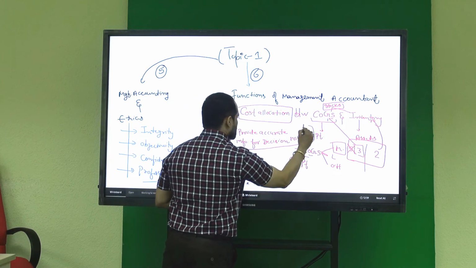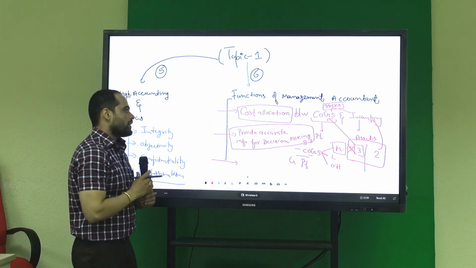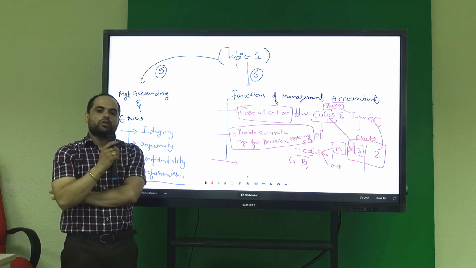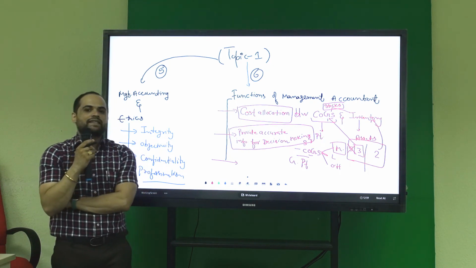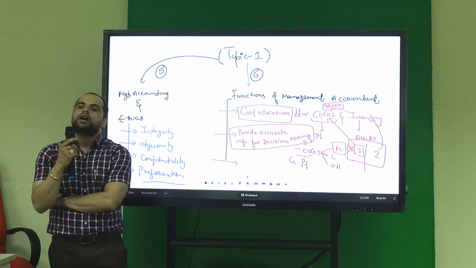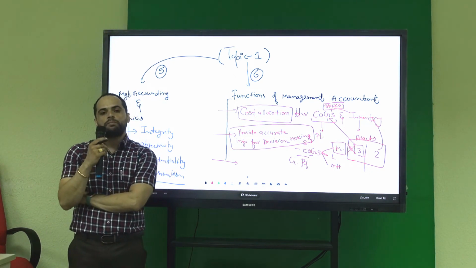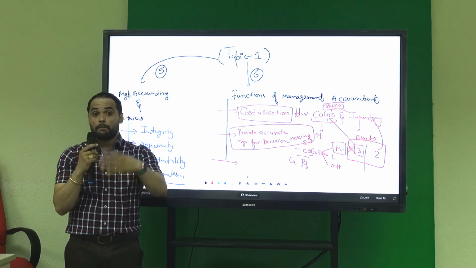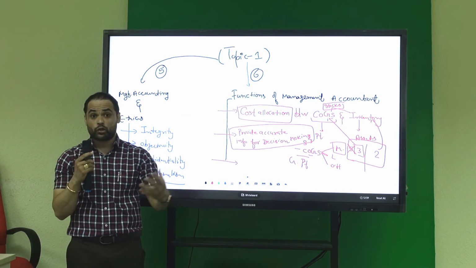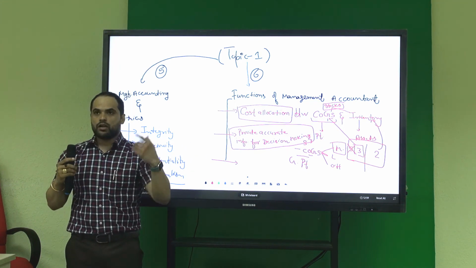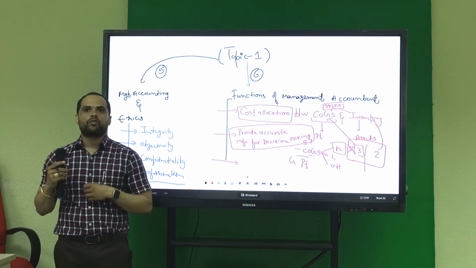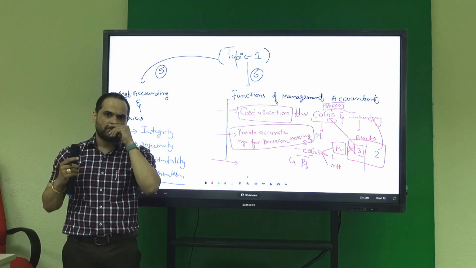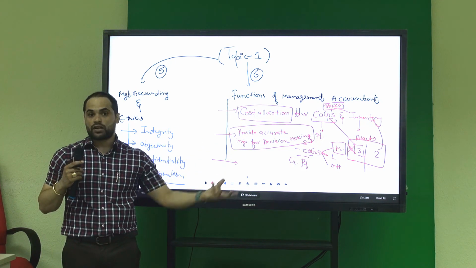So provide accurate or relevant information for decision making. Alright, now what does it mean? Let's take an example of market segmentation. Which means when the company is not only producing one kind of product, the company is producing various kinds of products. We also call it product mix. Let's take an example of a company, let's say Vingroup, right? Vingroup in Vietnam. They are producing different kinds of products, product mix.